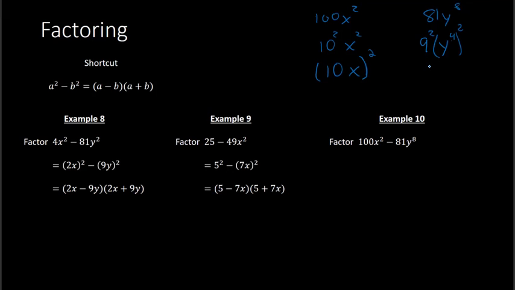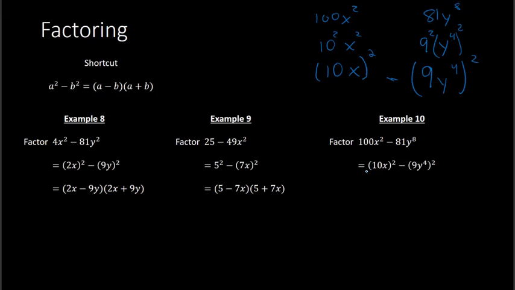So then I can write this more simply as (9y to the 4th), and then all of that is squared. So the squared goes with the 9 and to the y to the 4th power. So this expression here I can rewrite as (10x) squared minus (9y to the 4th) squared.